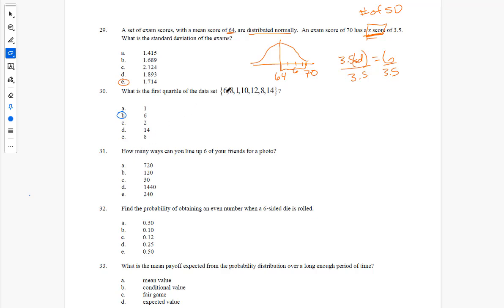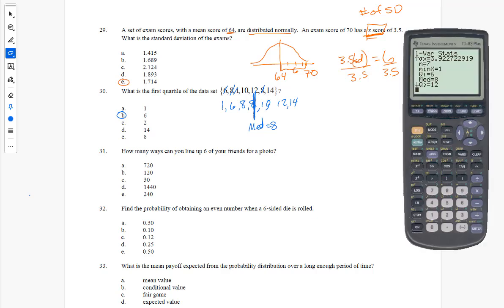So the other way to do this is to put them in order. We have a 1 and a 6 and an 8 and an 8. And let me see, 1, 6, 8, 8, 10, 12, 14. Okay, so the median would be, let me see, there are 7 of them, so we split this guy right in half. That's the median, would equal 8. And notice the calculator gave us that as well.